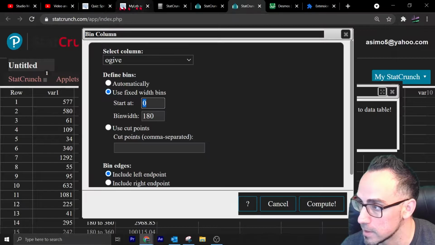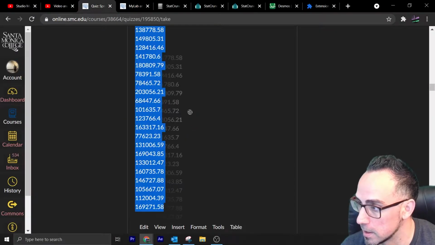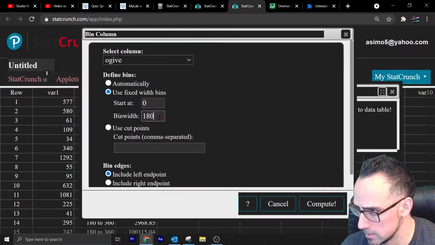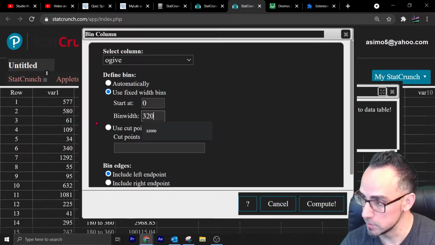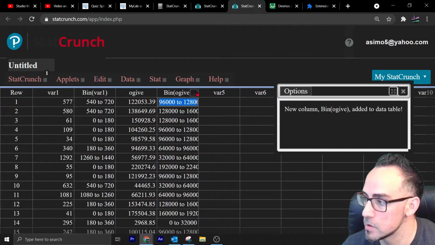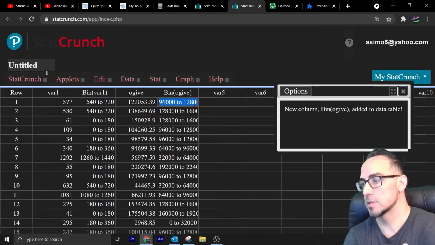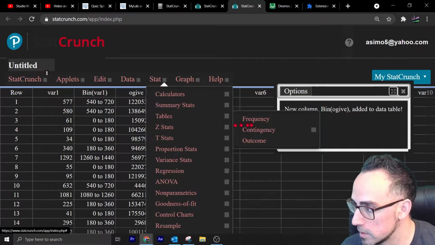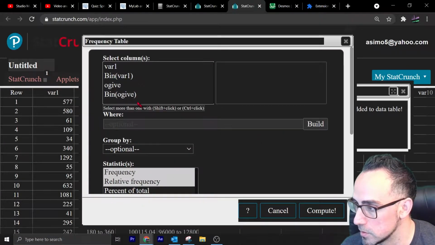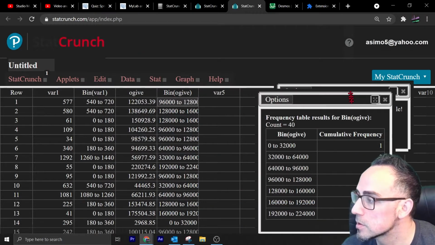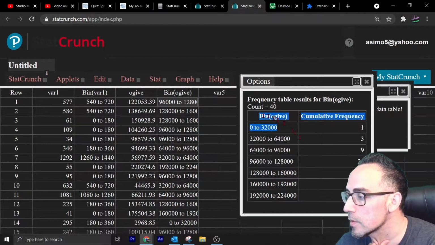And I have to look at my test. It said, okay, use a first lower class limit of 0 and a class width of 32,000. Wow, 32,000 is pretty big. 32, 1, 2, 3. That's it. Our binned data is right here from the Ogive. Now to make an Ogive, this is tough. Ogives are tough. They're cumulative frequencies. So I do stat, table, frequency. I just need to do Ogive stuff. Cumulative. Press compute. There's 2 types of Ogives, a relative and then a regular one.